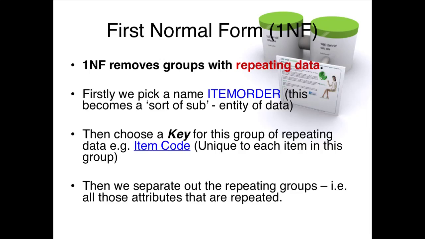And what we're going to do, we're going to divide this out from our original table. So we're going to give it a name, item order, and each of those items had its own item code, which was unique, so we'll use that as the primary key, and then we'll separate that out from the original table.